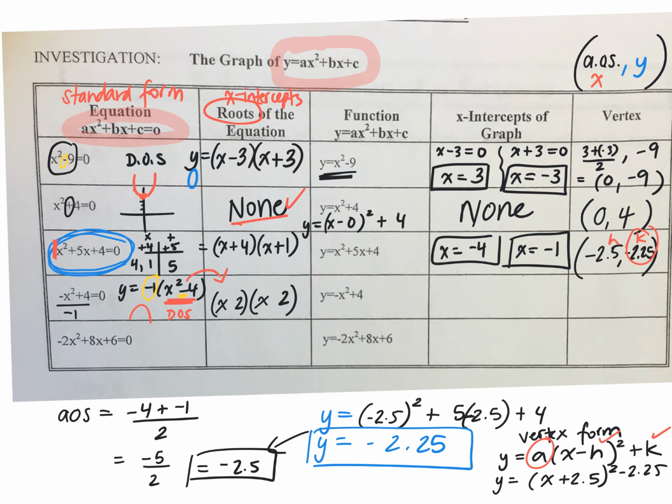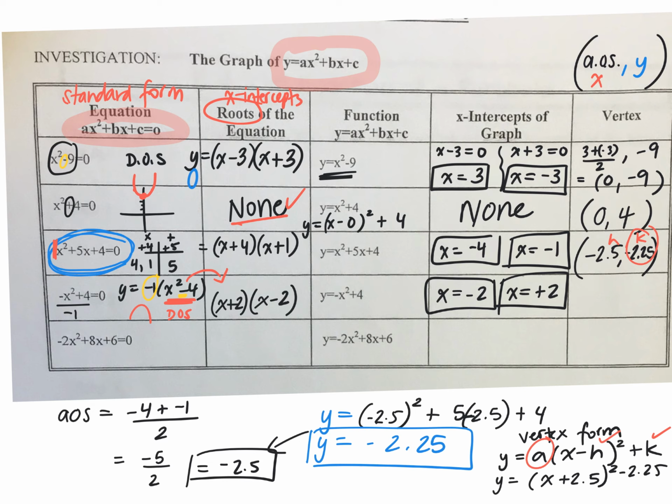And what times what gives us a negative? A positive and a negative. So those are the roots: x plus 2 and x minus 2. So the two x-intercepts are what? Negative 2 and positive 2.